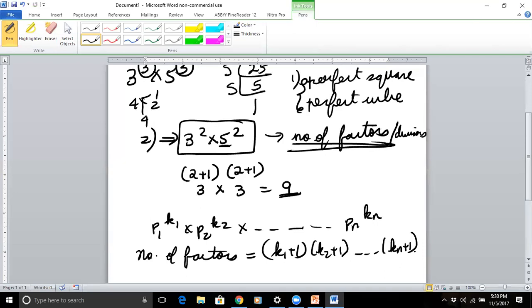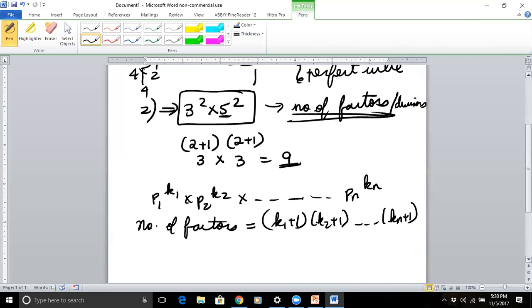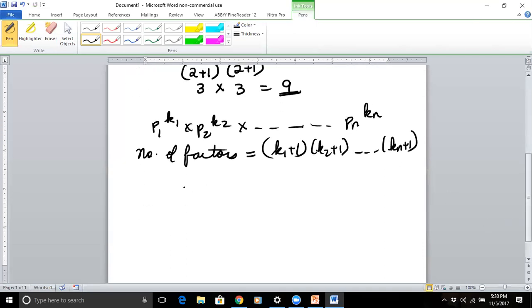For example, if I give you 3 square into 5 cube, and I ask you how many factors does 3 square into 5 cube have, what will be your answer for that? Think about it. If I give you 3 square into 5 cube, and I ask you how many factors does 3 square into 5 cube have?